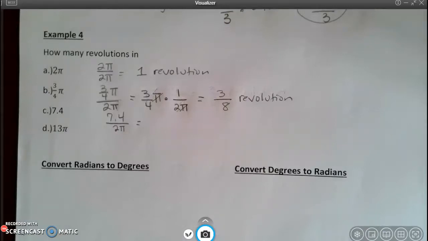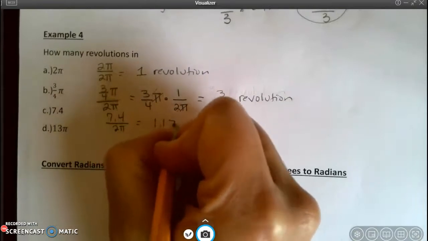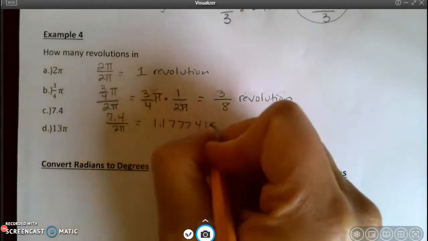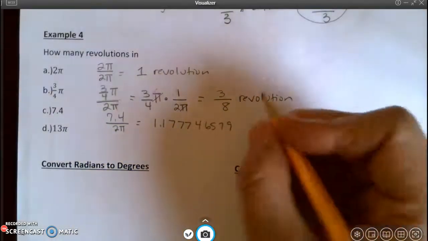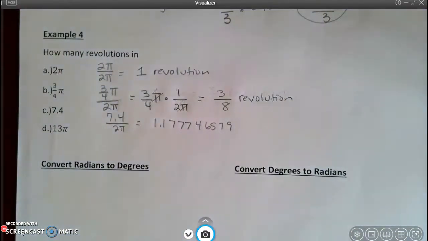pi. Now be very careful when you do this division that you put the 2 pi in parentheses. Otherwise, your calculator will divide by 2 and then multiply by pi. And I get 1.17746579, if I want to be exact. So it's about 1.18 revolutions. Now, once again, I could go to my calculator and see what type of a fraction that is.